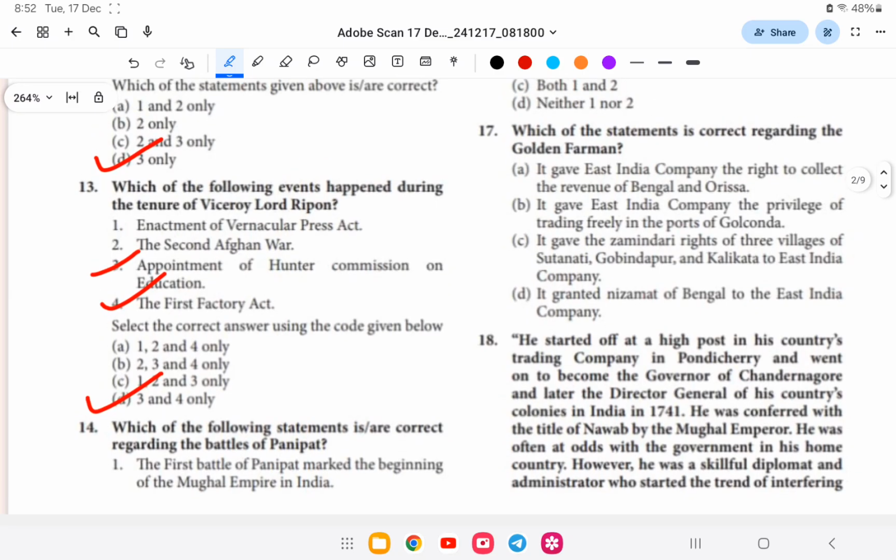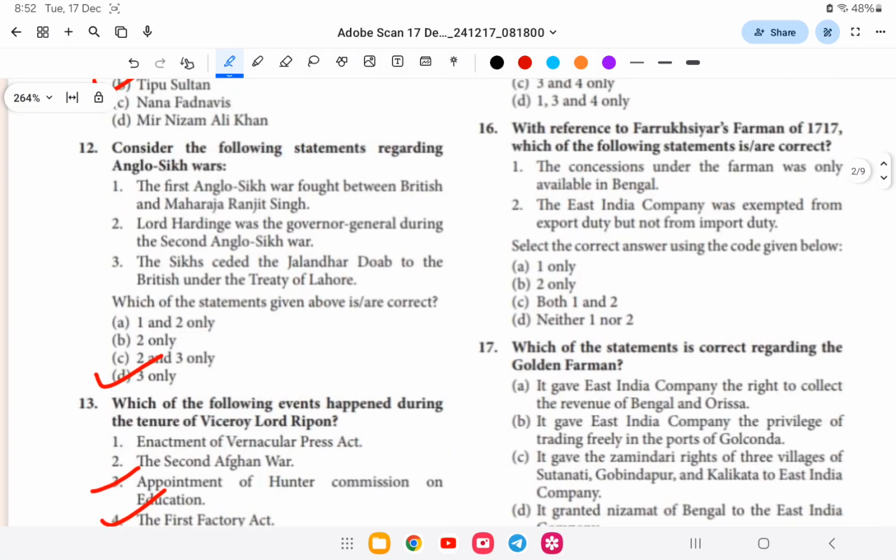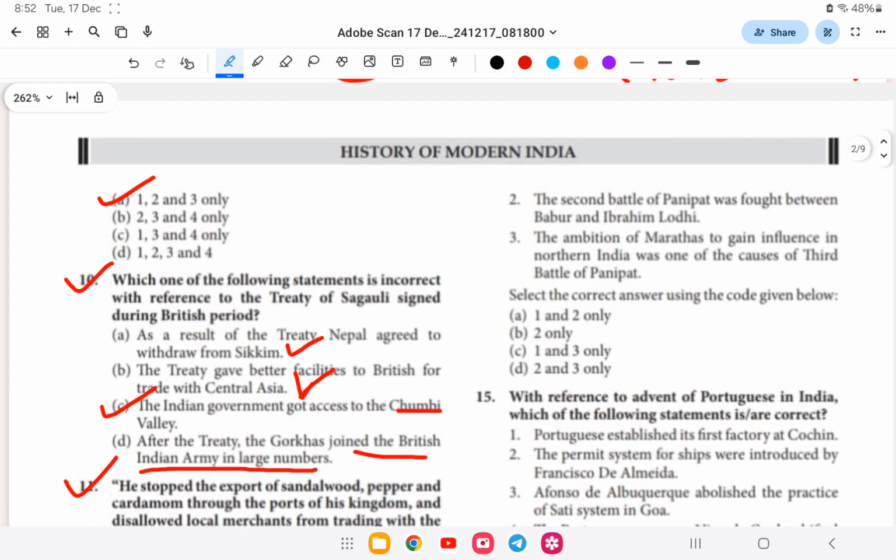Question number 14. Which of the following is correct regarding the battles of Panipat? There were three battles, in 1526, 1556 and 1761. First, the first battle of Panipat marked the beginning of the Mughal Empire in India. Correct, because in 1526 Babur defeated Ibrahim Lodi and established the Mughal Empire. Next, number 2: the second battle of Panipat was fought between Babur and Ibrahim Lodi. The second battle was under Akbar and Hemu. So 2 is wrong.